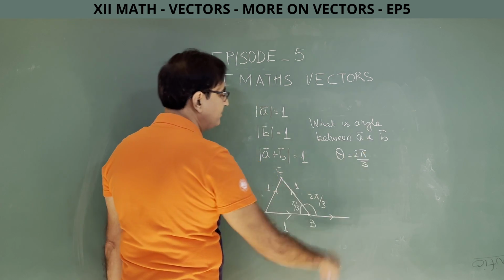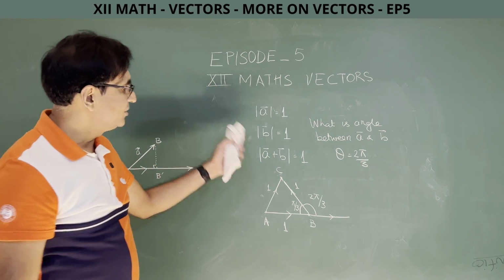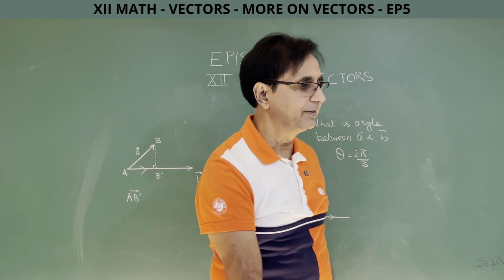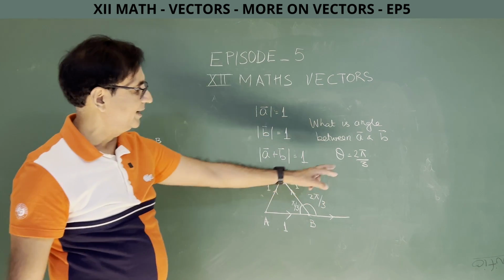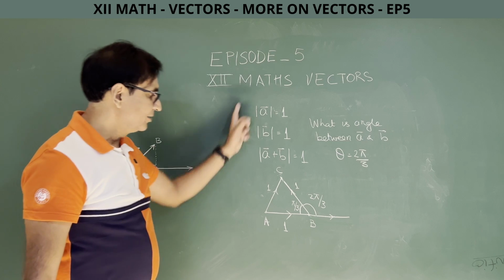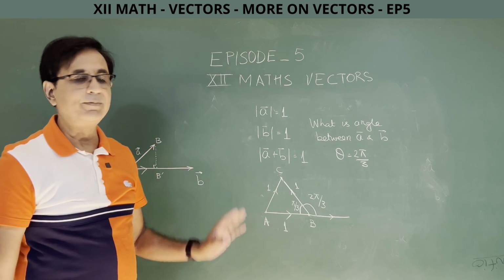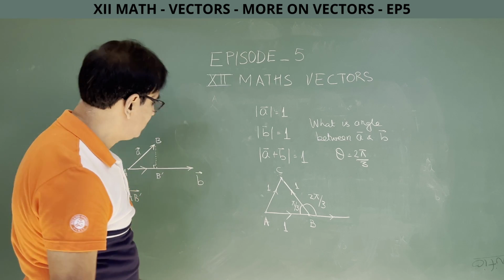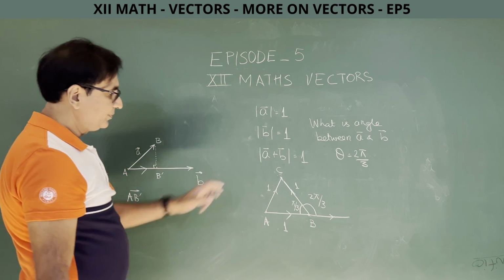Wonderful MCQ for you. If the sum of two unit vectors is a unit vector, what is the angle between the two vectors? The angle between the two vectors is 2 pi by 3. I will do this question once again, but without making any diagram. I will do it by a formula, not i, j and k, but another formula I will use and get this answer.